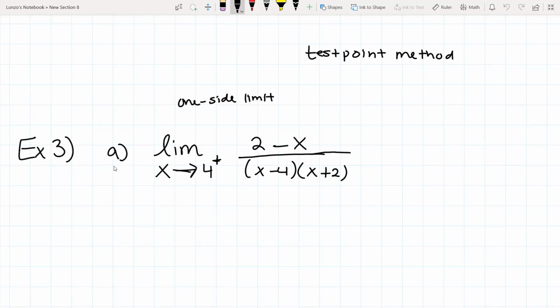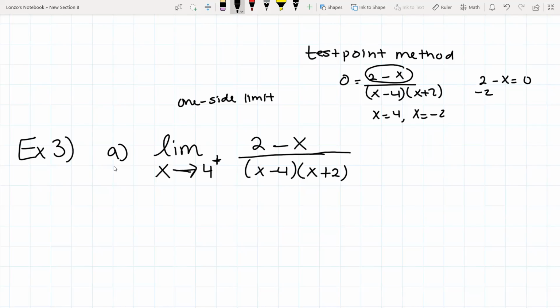So let's start with A. So let's first find our zeros. So you know how we find our zeros by substituting y with 0, right? So 0 equals 2 minus x, times x minus 4, times x plus 2. So when you solve for zeros, your zeros are going to be 4, -2, and then when you set 2 minus x equals 0, for x I get 2. So these are your zeros.